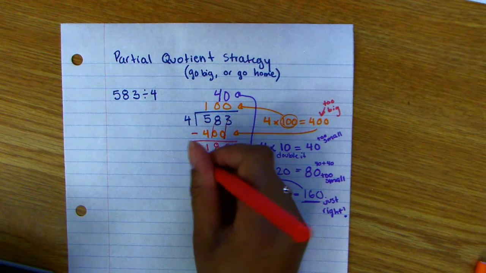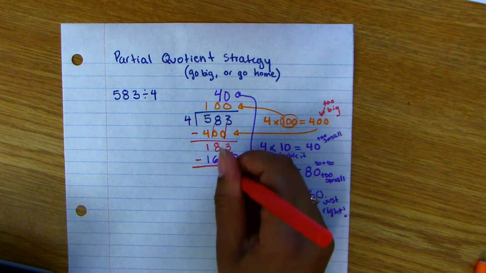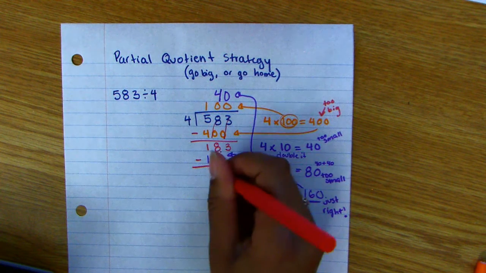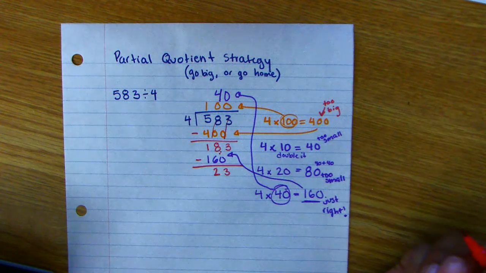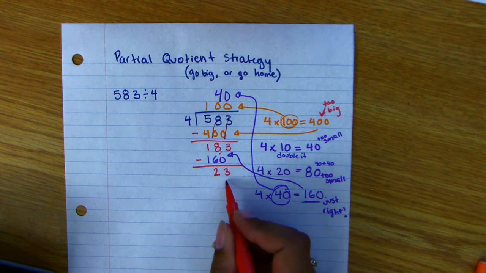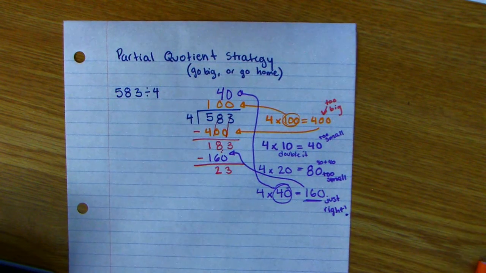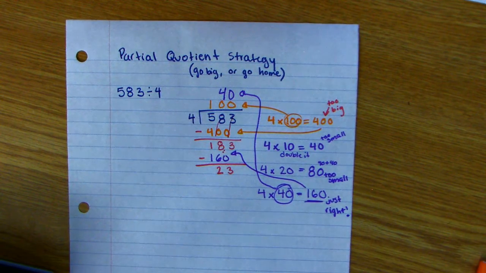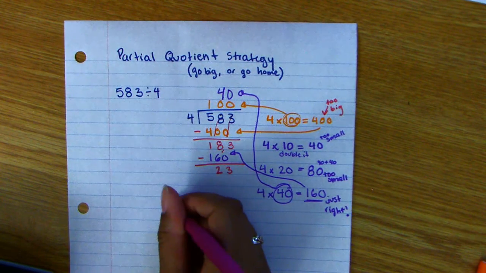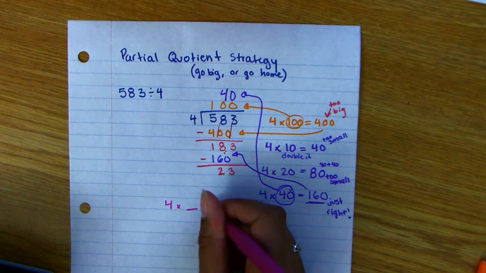Now it is time to subtract again. 3 minus 0 is 3. 8 minus 6 is 2. And now we have a remainder of 23. 23 is still bigger than 4, so we still got some multiplication to do. We're going to see how many times 4 goes into 23.